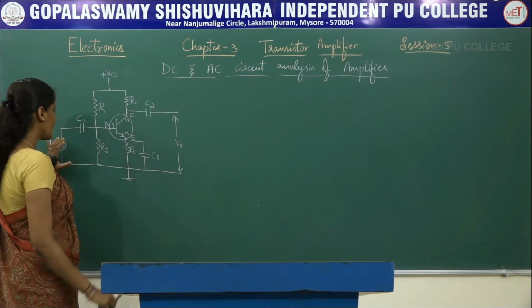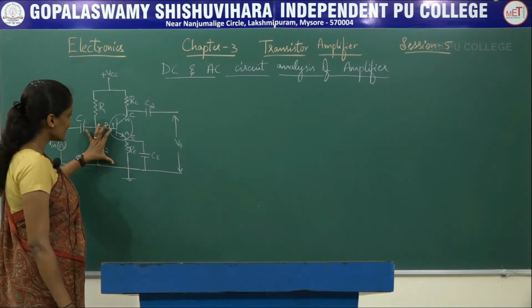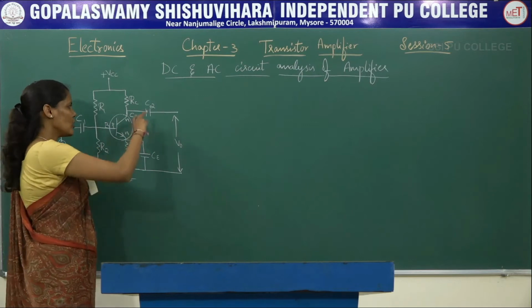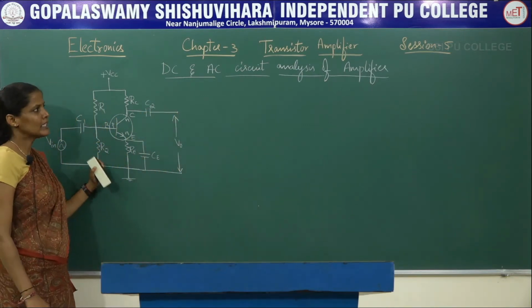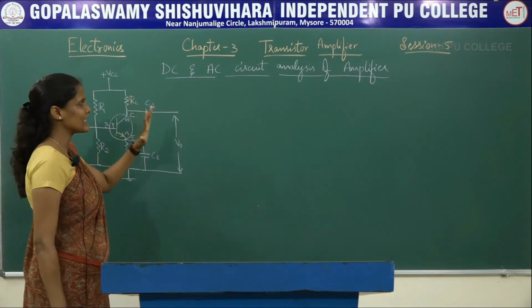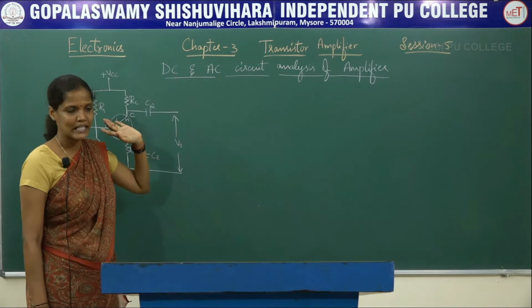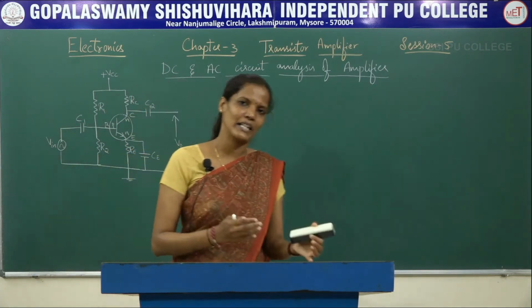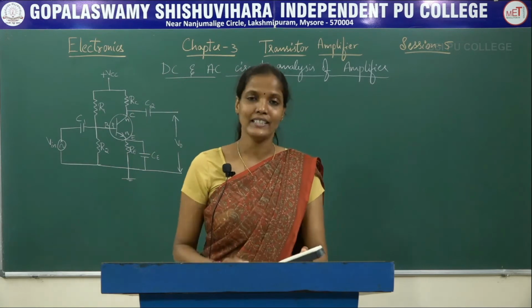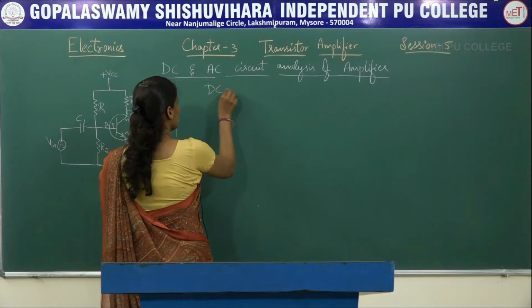So we are going to apply the input signal, that is nothing but Vin, between the base and the emitter terminal, and the output is extracted between the collector and the emitter terminal. Here, in order to do the analysis, we have to do the DC and the AC analysis separately. That is, we need to measure the AC voltage and current separately and the DC voltage and current separately. So first let us do the DC analysis.